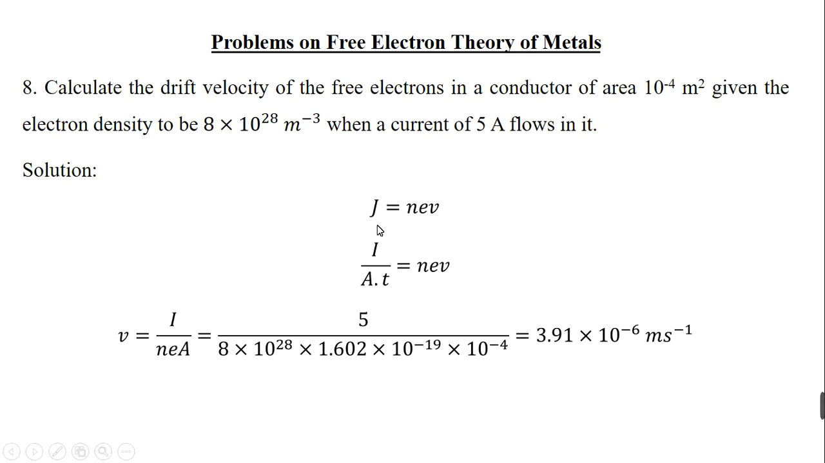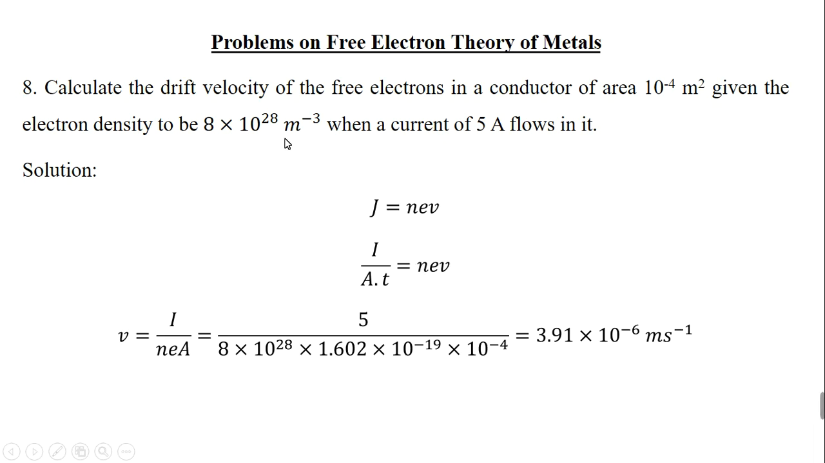Now take the basic definition of the current density. Current density is given by the expression N into E into V. This we have studied at the PU level. So how do we define current density here? Current density is nothing but the amount of current flowing in unit time across unit area of cross section. So this can be written as I divided by A into T. Unit time means 1 second you can take here. So simply this becomes I by A is equal to NEV.